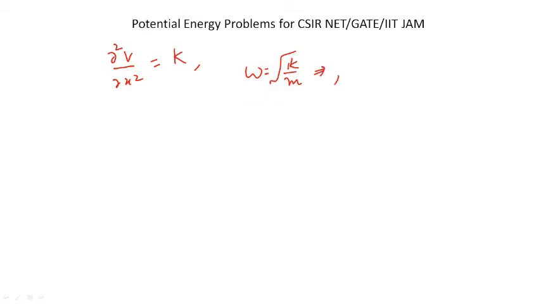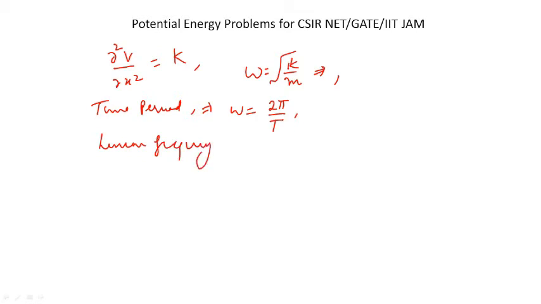Here sometime the time period is also asked. So for time period we use the formula omega is equal to 2 pi upon t. For linear frequency we use the formula n is equal to 1 upon t. So this formula will be used for such type of the problems. Now we will solve some problems here.